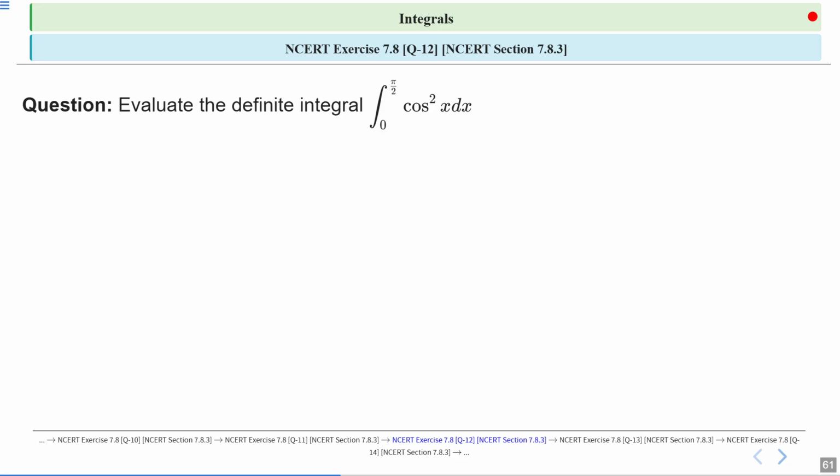Now question number 12 is evaluate the definite integral from 0 to pi by 2 of cos square x dx. So how can we find the antiderivative of cos square x dx? Just think and try to solve.